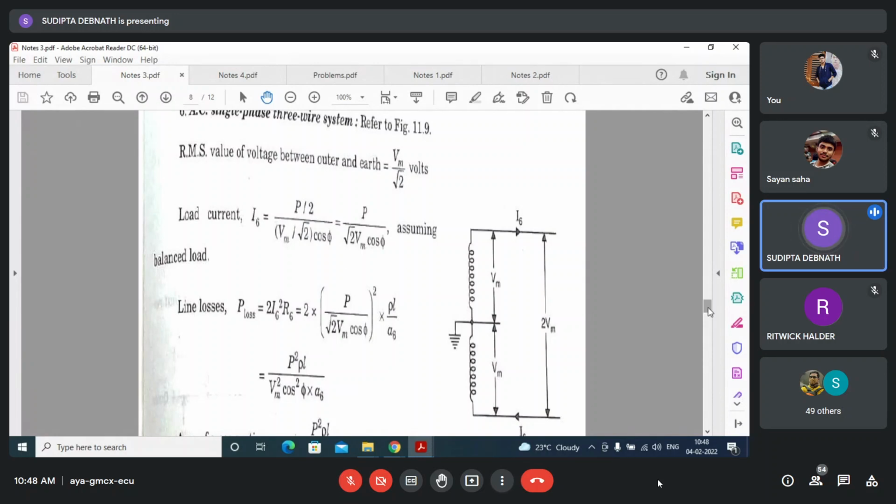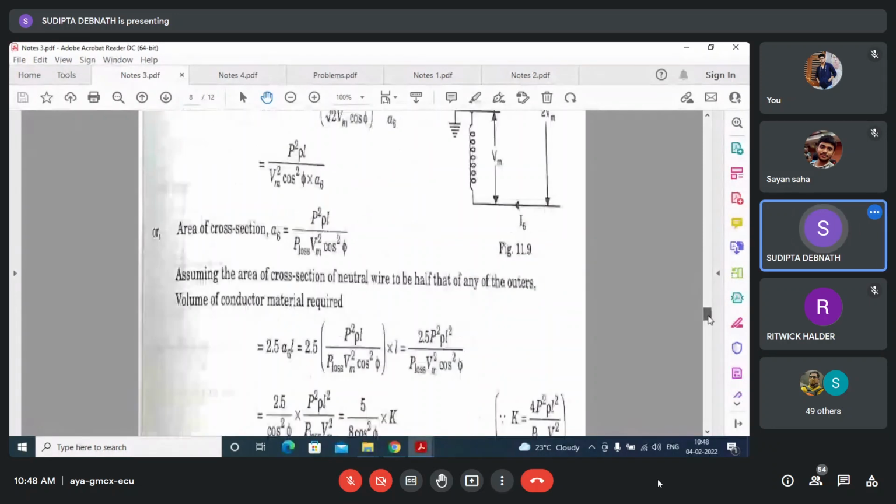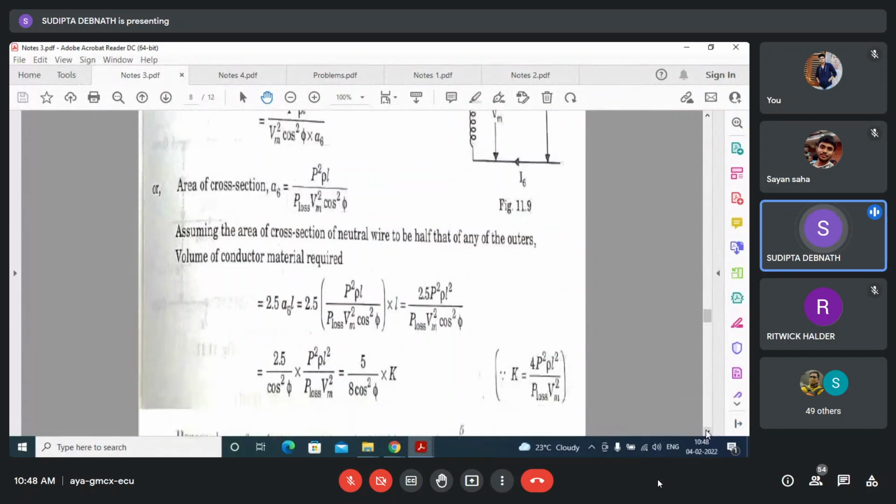So ultimately, where will the difference come? The difference will come here. Instead of 2, you have to consider 2.5. It is 2.5. So ultimately you will be getting 5 by 8. 5 by 8 means 0.6 something, isn't it?